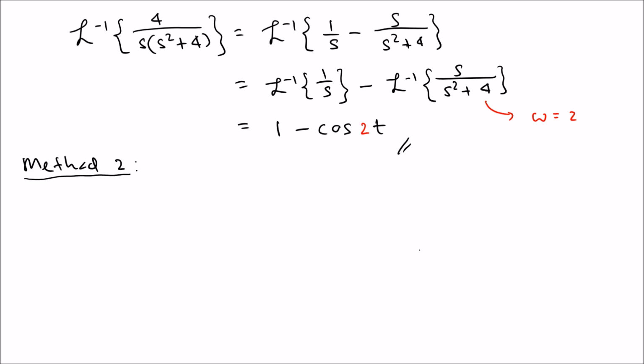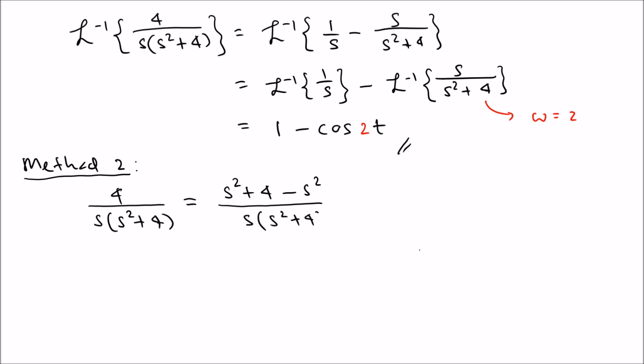We notice that we have 4 over s squared plus 4. What we're trying to do is see whether we can create one of those terms up there. We already see the 4. So I'm going to write this 4 as s squared plus 4 minus s squared. You can do that, you can add and subtract. So we add s squared and we subtract s squared.